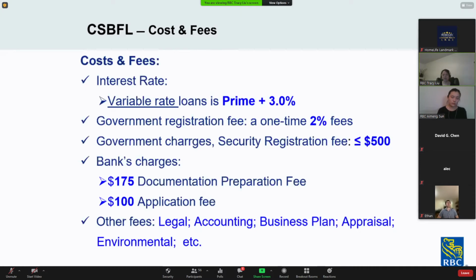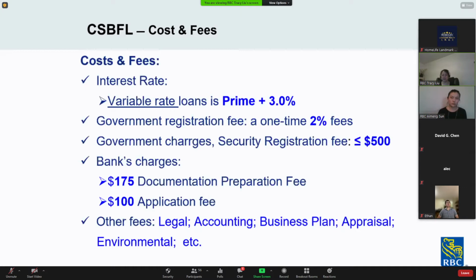We mentioned the 2% government registration fee. It's a one-time fee, and 2% of the approved loan amount goes to the registration fee. Now, there are some charges after the loan is advanced. We have to do a title search and secure the registration, and we pay first, then charge back to the client. Normally a couple hundred dollars, but no more than $500. Our own charges are a $175 document preparation fee and a $100 application fee.